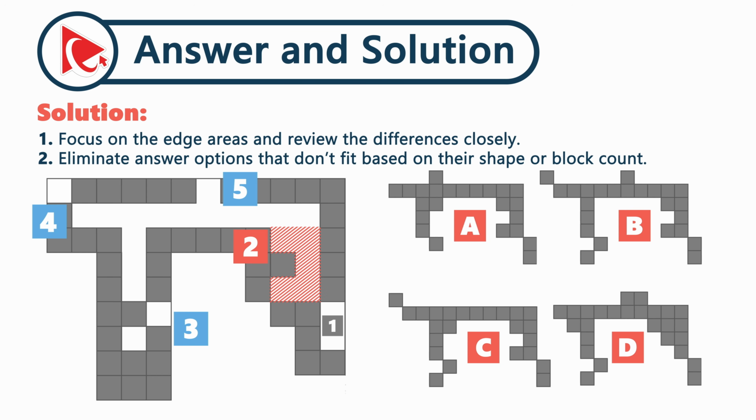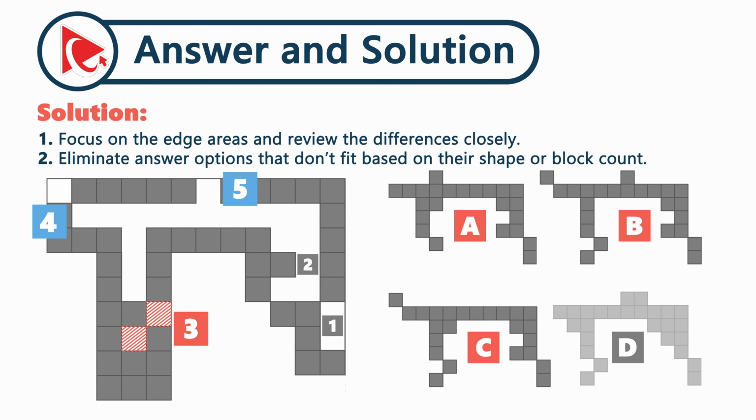As we can see, it has 5 blocks missing. 1, 2, 3, 4, and 5. Well, as far as I can see, choices A, B, and C still match this pattern, but we can successfully eliminate choice D. Now, let's look at the edge area 3.